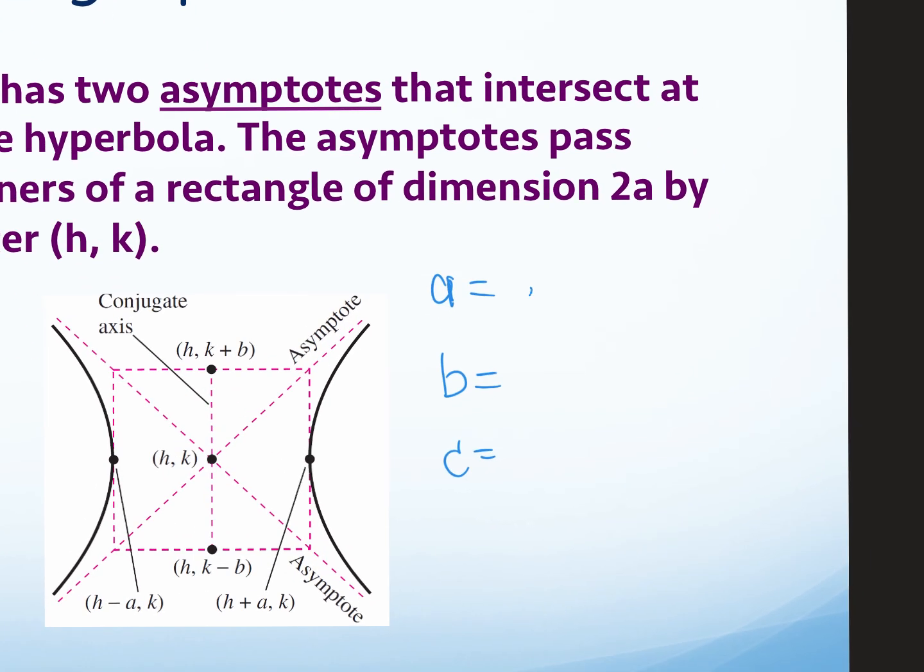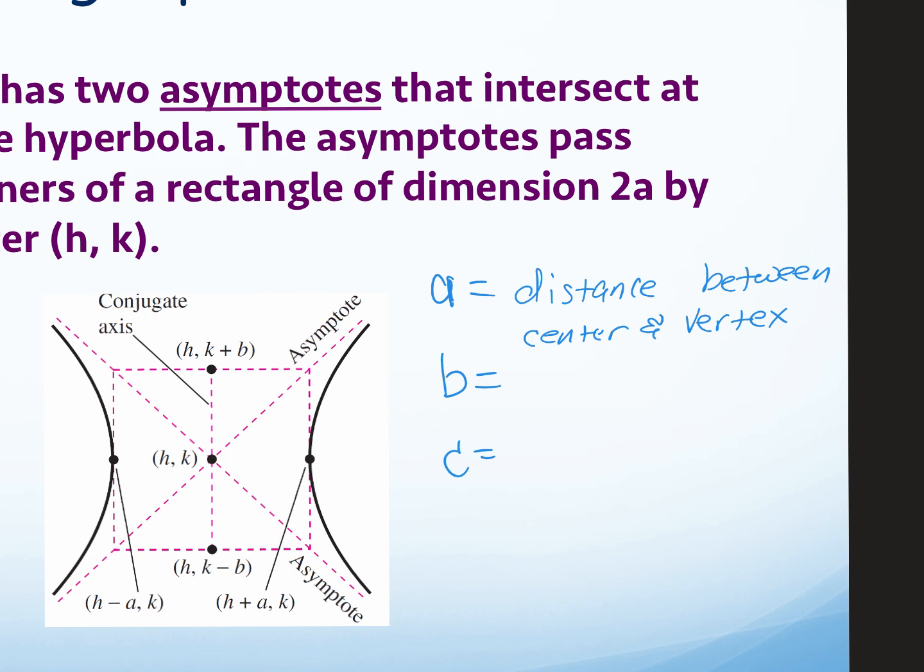A is the distance between what? Between the center and the vertices, or the vertex. All right, that's important to know. Could be up or down, could be left or right.